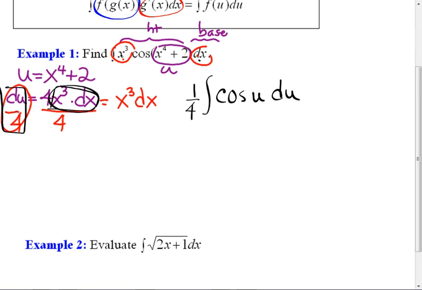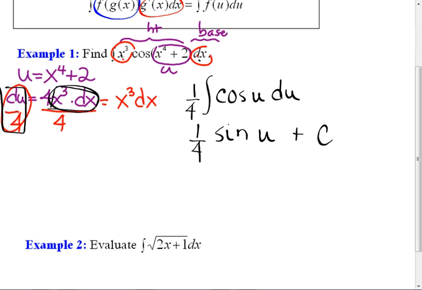Put your phone away, please. So it's 1/4. What's the antiderivative of the cosine? Sine of u. How do you know if it's right or not? Take the derivative. The derivatives of the cofunctions are negative. Plus what?